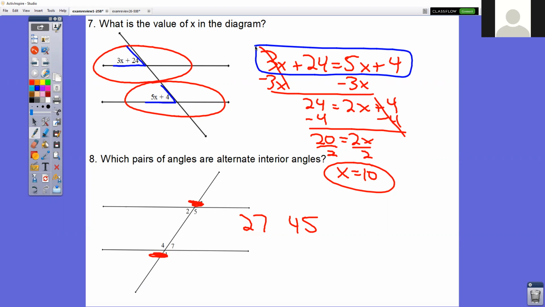In question number 8, alternate interior. Alternate means opposite corner, and interior means inside the parallel lines. So we're looking inside the parallel lines in opposite corners. So we're looking at like 2 and 7, or we're looking at like 4 and 5, inside opposite corners.